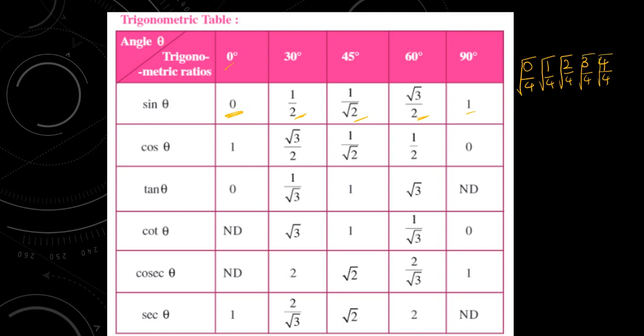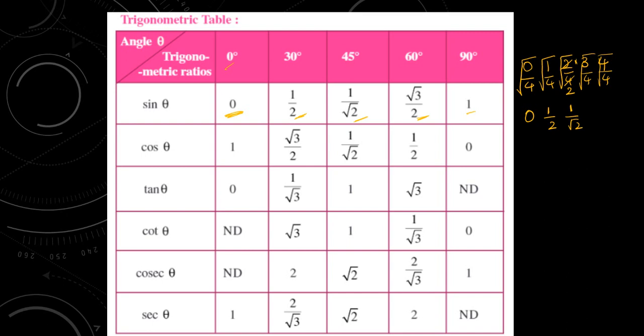Then what I am going to have: 0 by 4 is 0, so square root of 0 is 0. Next, square root of 1 by 4. Square root of 1 is 1, square root of 4 is 2. Next, 2 by 4 is 1 by 2, so square root of 1 by 2: square root of 1 is 1, square root of 2 is root 2 only.